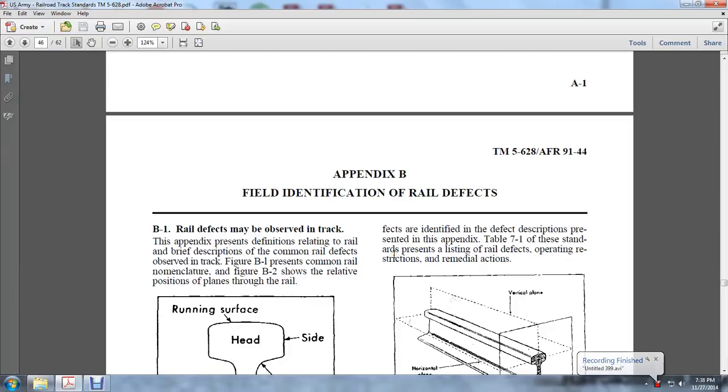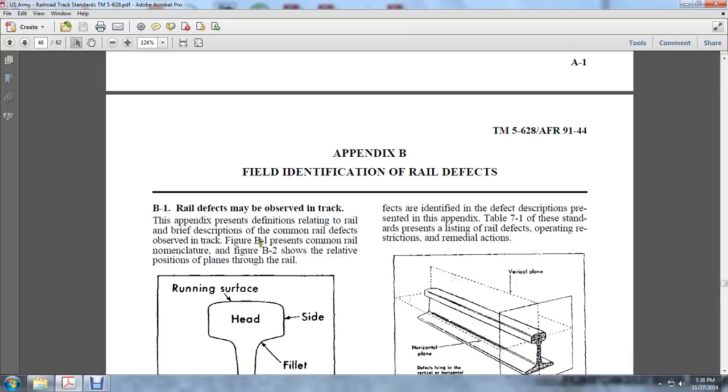Appendix B, field identification of railway defects. Railway defects observed in the track. The appendix presents definitions relating to the rail, with a brief description of the common railway defects observed in the track.